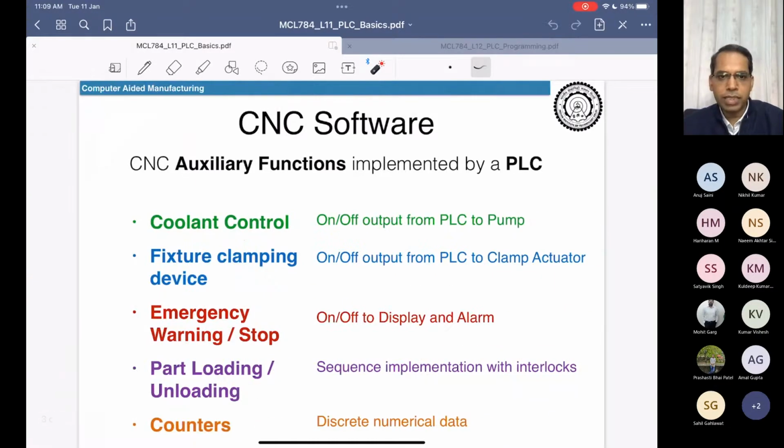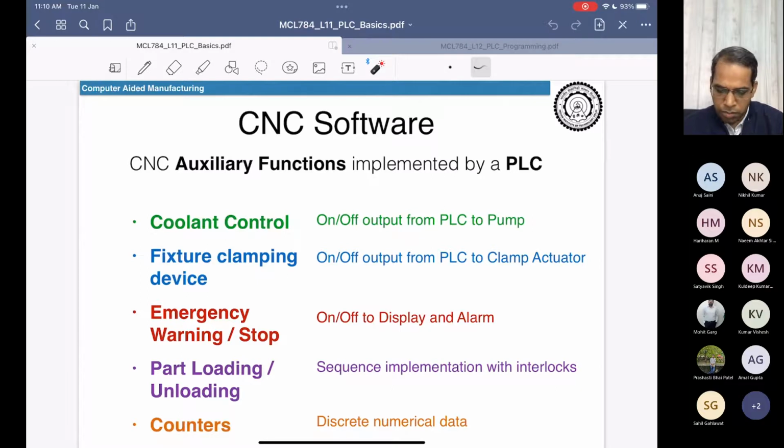Now, when you look at the CNC auxiliary functions that I was mentioning, the logic control, when we talk about the PLC, is the programmable logic control. So we will be writing the logical instructions that we will be discussing. The kind of logic control functions required in CNC machines are basically the coolant control, that is on and off that you want to do from the PLC. You will be controlling the pump that will be flooding the coolant into the machine.